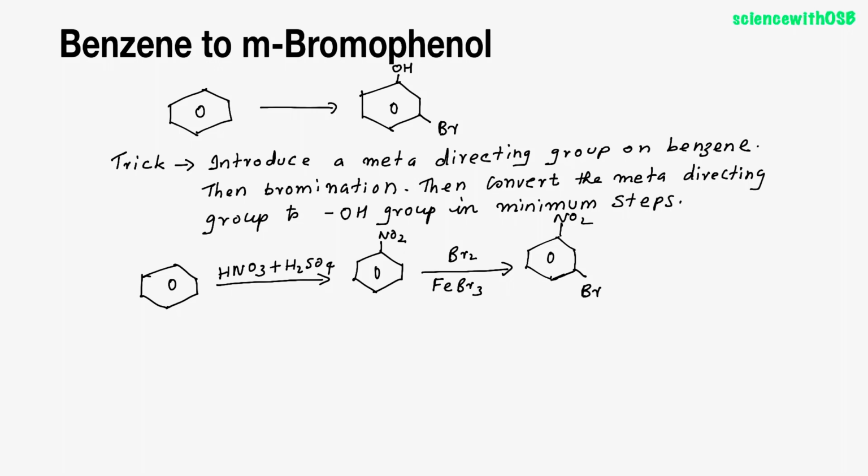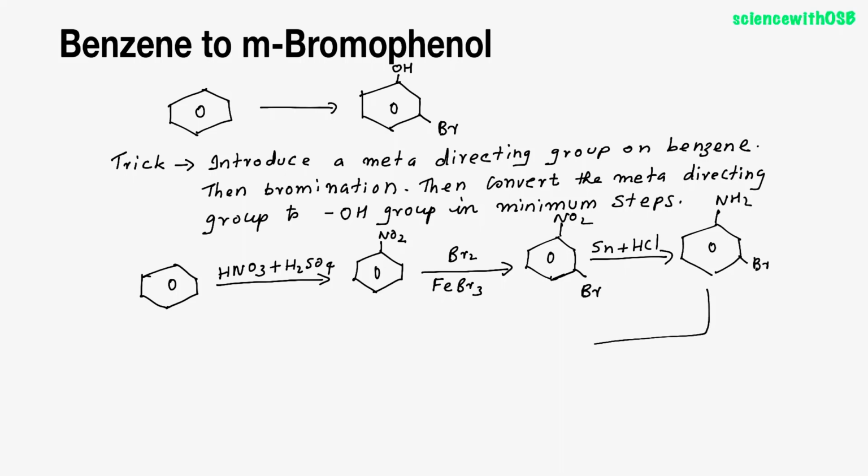Now what is our task? To convert NO2 group to OH group. So that we cannot do in a single step. For that purpose, first we have to reduce the NO2 group by adding tin and HCl. So what will we get? We will be getting the corresponding aniline, right? So NH2, and on the meta position you have bromine, right?